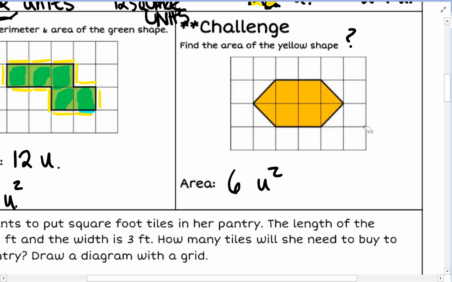Is that what you got? 6 units squared, 4 inside of here. This makes up 1, and this makes up 1.